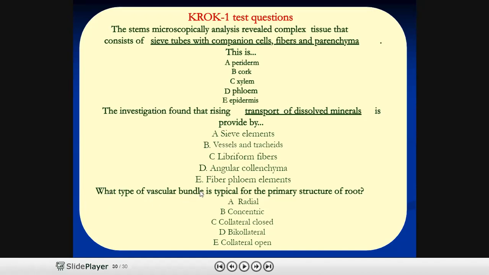What type of vascular bundle is the type of primary structure of root? Anybody?